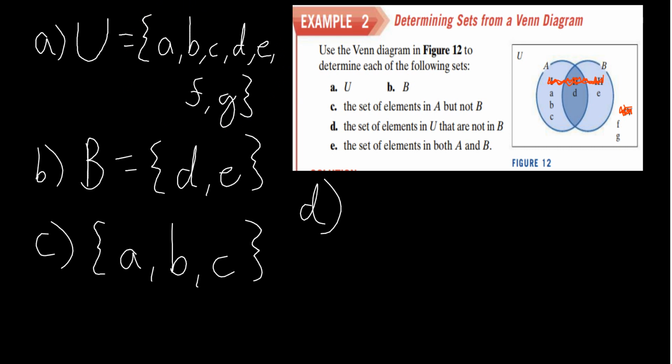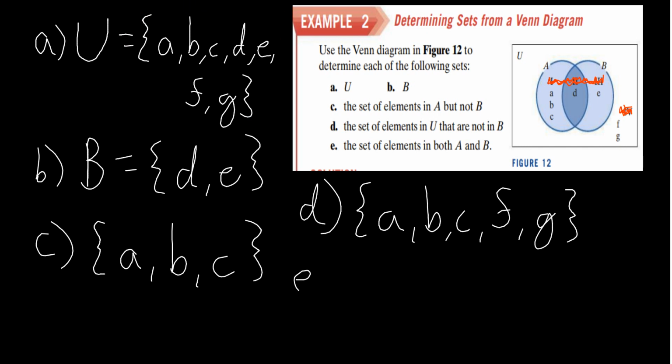So A, B, C, not D or E, but F and G. And E, the set of elements in both A and B, and this is the easiest one because there's only one element that's in both A and B, and that would be D. That is the only one that is in both A and B.